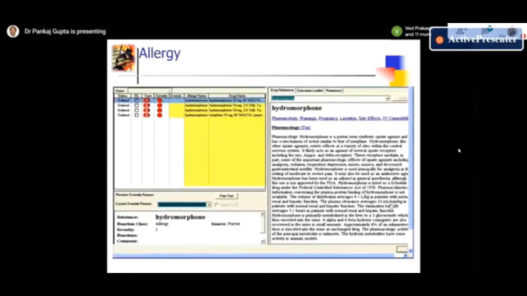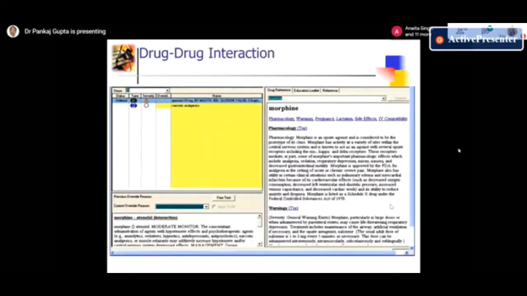So if there's an allergy to hydromorphone, the system will flag it and say, no, you can't do this because this patient is allergic. If there is a drug-drug interaction between two different drugs, again the system will say that you're prescribing one, so obviously you're not allowed to prescribe the other. Morphine and atenolol should not be prescribed together. Both of them are going to reduce the pulse rate, and that's not a good thing.